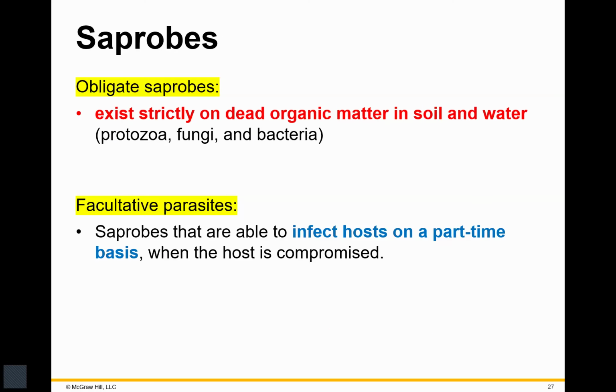Now we also have obligate saprobes. That's another key term I want you to pay attention to. These are microbes that exist strictly on dead organic material. So protozoa, fungi, and bacteria are typical obligate saprobes that thrive on organic matter either in the soil or in water. You can also have facultative parasites. These can infect living hosts. If given any chance, they would come in, take over the cell and the machinery of the host when the host is compromised and cause infection to the host.